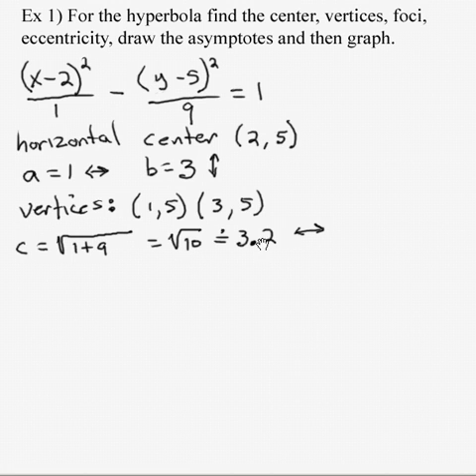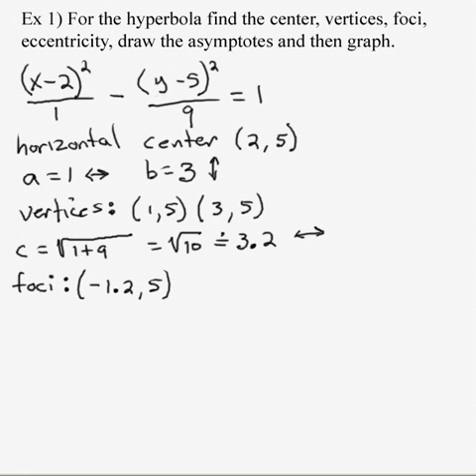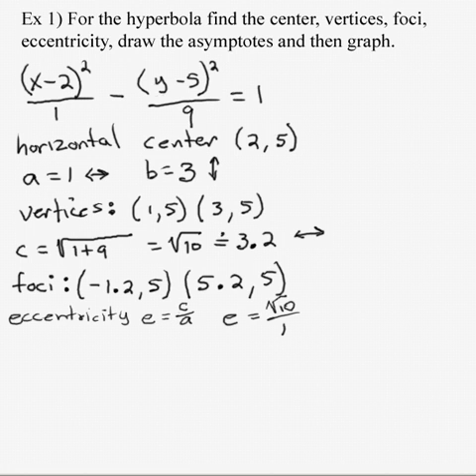All right, let's go left and right 2 from the center to find our 2 foci. So 2 minus 3.2 is negative 1.2, 2 plus 3.2 is 5.2. There are the two foci. Eccentricity is still c over a. C in this case is the square root of 10. A is 1, so that's just the square root of 10.